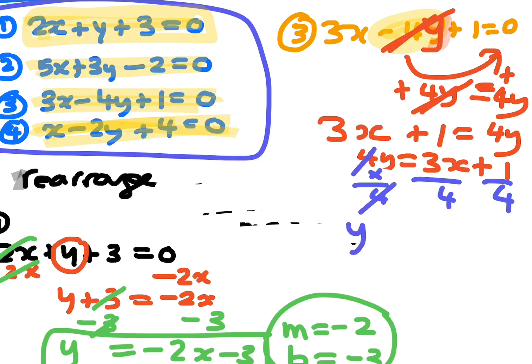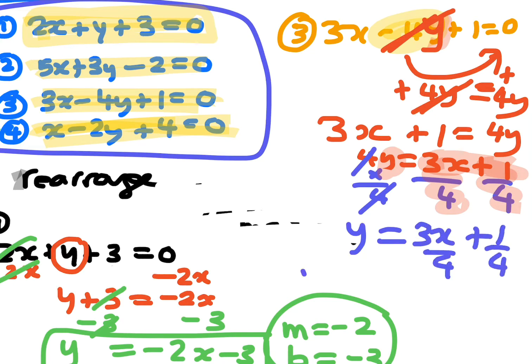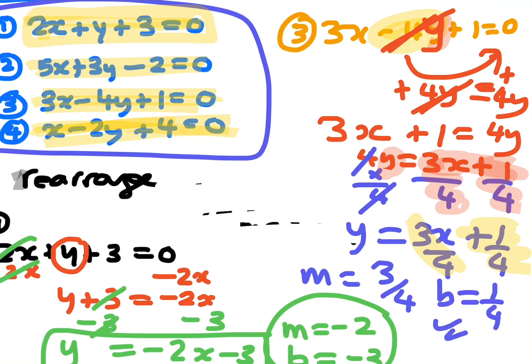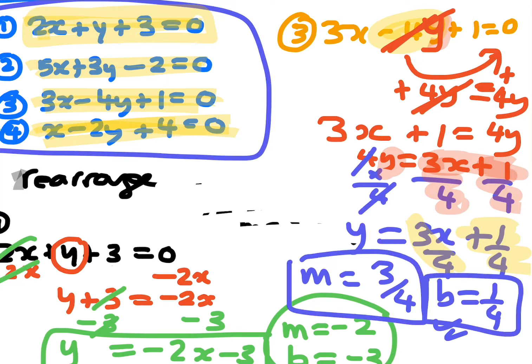Cross out the 4s, you're left with y because that's one that you've got left, equals 3x on 4 plus 1 on 4. Therefore, you can get the gradient, which is the number in front of the x, and then the y-intercept, which is the quarter. So the gradient is 3 on 4, the y-intercept is 1/4, and that's all there is to it. Just remember you're always moving to the side to make the y positive.